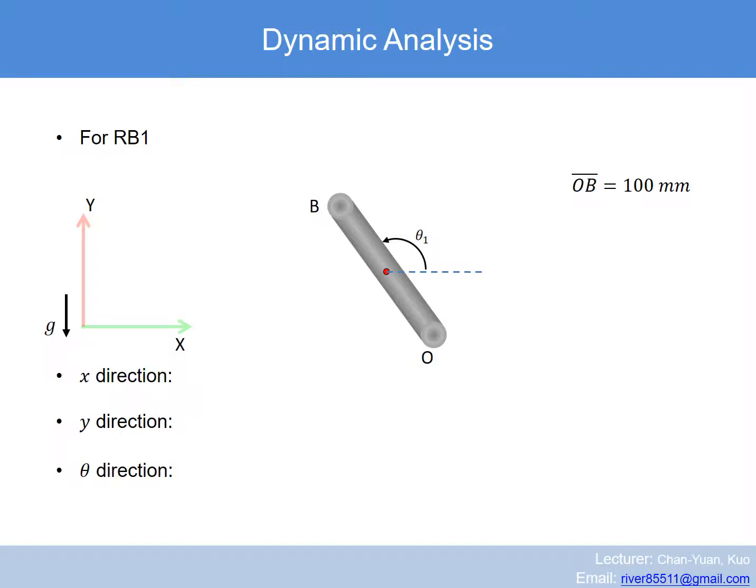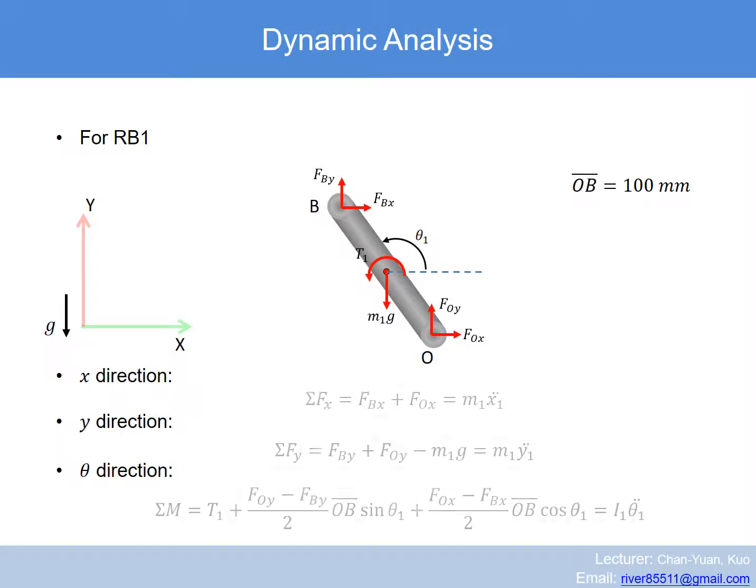First, let's draw the free body diagram of rigid body 1. The forces acting on rigid body 1 are joint reactant forces Fbx, Fby at pin B, and Fox, Foy at pin O, gravitational force m1g, and the applied torque T1. And according to the free body diagram, we can come up with these three equations.